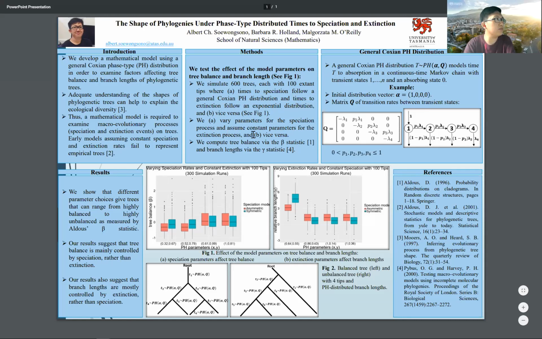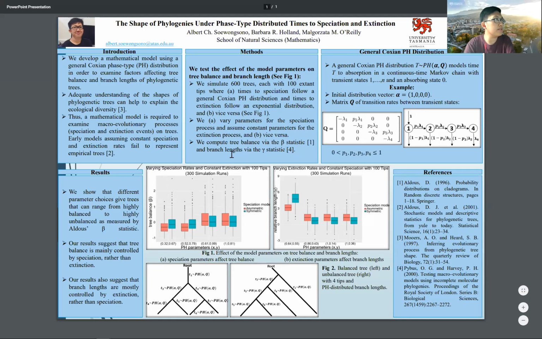And then we're going to see the changes on the tree balance or the distribution of the branch length. To do that, we need to quantify them. For the branch length, we do that by computing these beta statistics. If your beta is negative, that means you have unbalanced trees, like this figure on the right. But if your beta is positive, you have a balanced tree, like this one on the left.